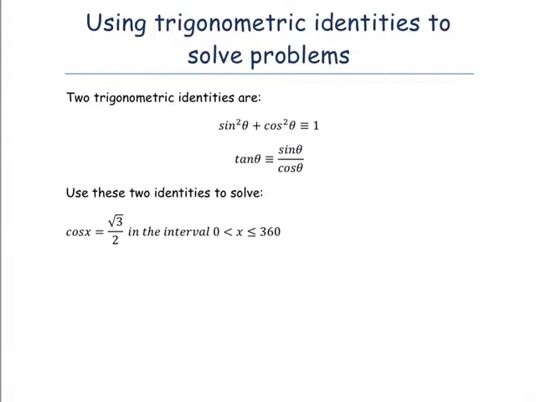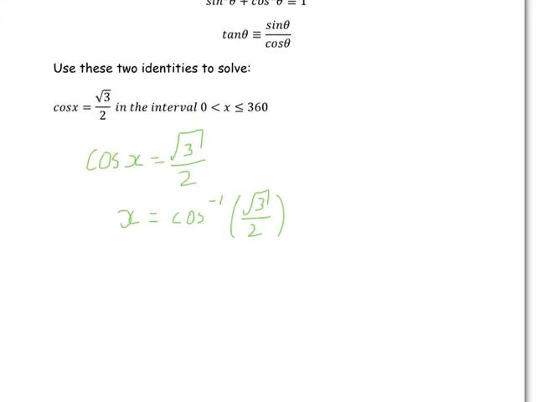Now the first problem here isn't actually going to use any of the trigonometric identities to solve, which is cos x is equal to root 3 divided by 2, and we want to find all the solutions in a range from 0 to 360. Remember that this means that cos of x is equal to root 3 over 2, and we're asked to find the angle. So to do that we need to use our inverse function to find out what cos to the minus 1 is of root 3 over 2, which if you check on your calculator you should know that x is equal to 30 degrees. But we're asked to find all the solutions in the range 0 to 360.